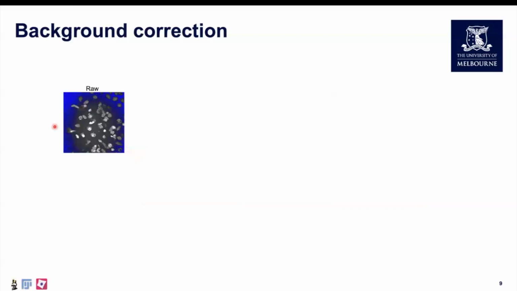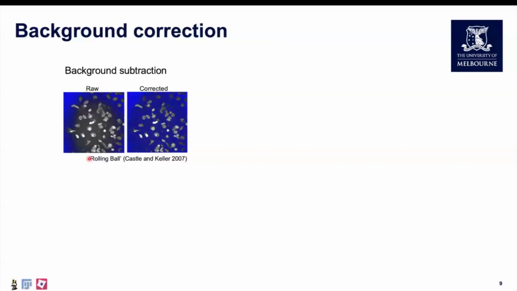The next example is background correction. You can see in this example here, the center of the image is nicely illuminated, but towards the edges of the image, there's a little bit less intensity. So it's not evenly illuminated across the full field of view. There is a tool called rolling ball, which will allow you to even out that illumination across the image.